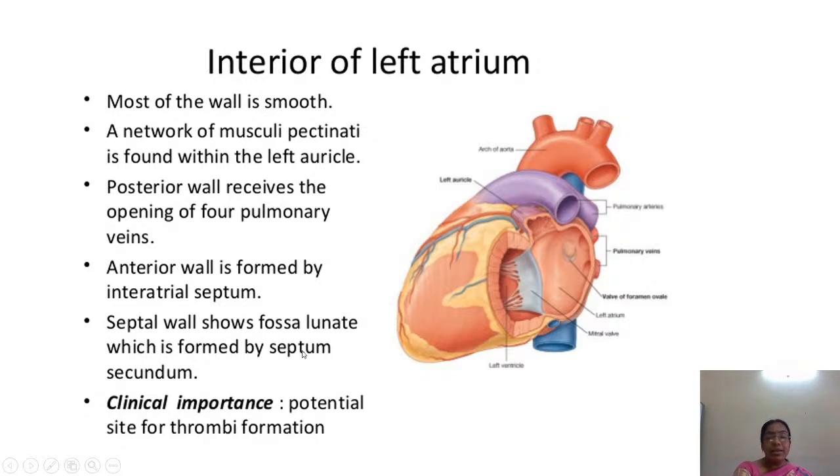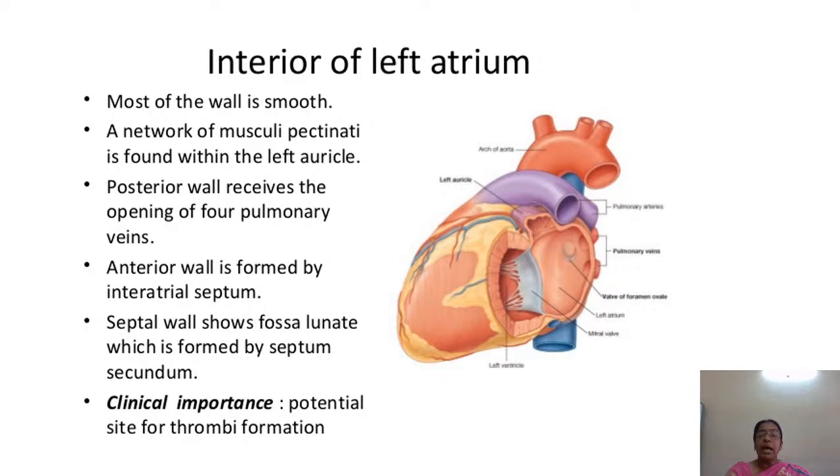But the main point when differentiating the right and the left atrium: the right atrium has some smooth part, some rough part and an intermediate part. But do remember, in the left atrium most of the part is smooth. The rough part is present only in the left auricle. This is the main important thing that you have to understand.